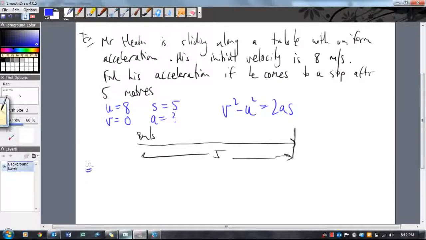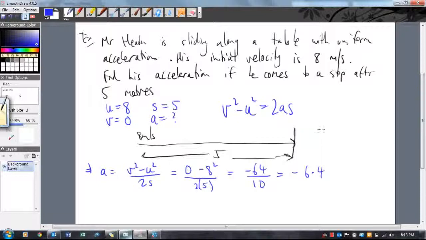We want to solve this for a. So a is equal to v squared minus u squared over 2s, just rearranging. That's v squared, which is 0, minus u squared, 8 squared, over 2 times 5. So that's negative 64 over 10, equals negative 6.4 meters per second squared. There's your acceleration. It's a negative acceleration. It starts at 8 meters per second, but it slows down and finally comes to a halt. Mr. Heaton stops at that point.